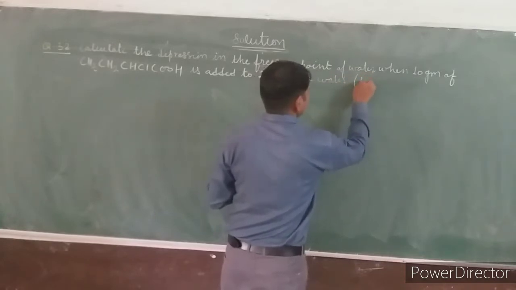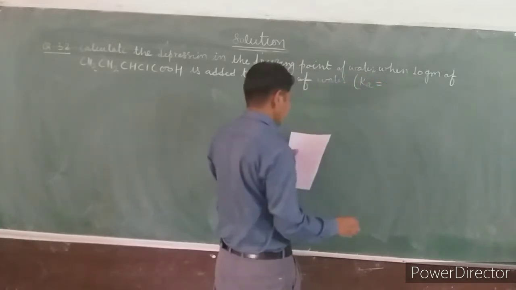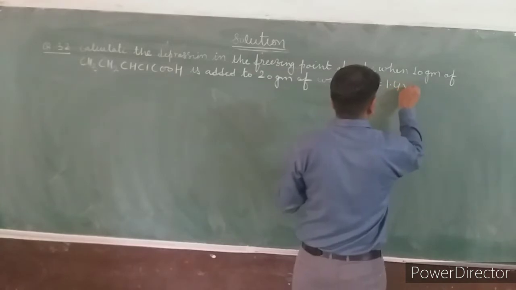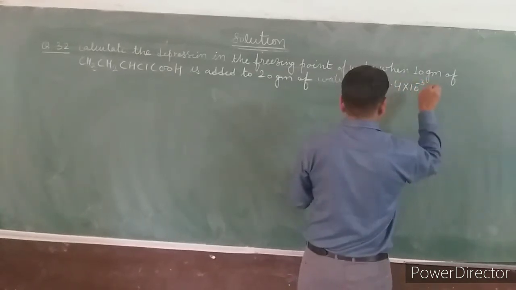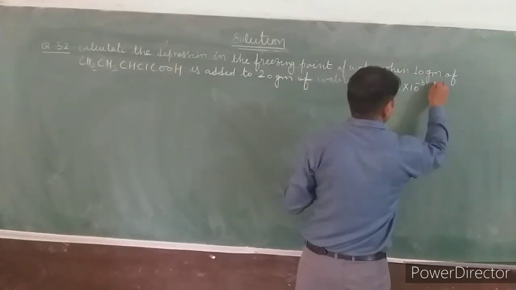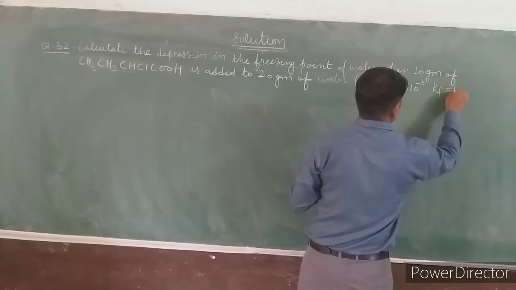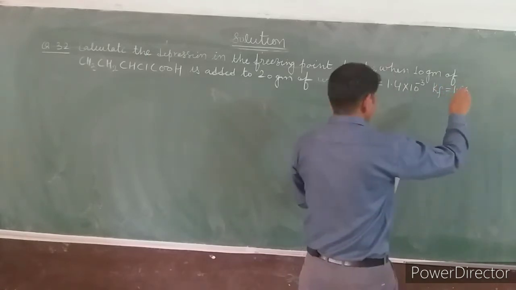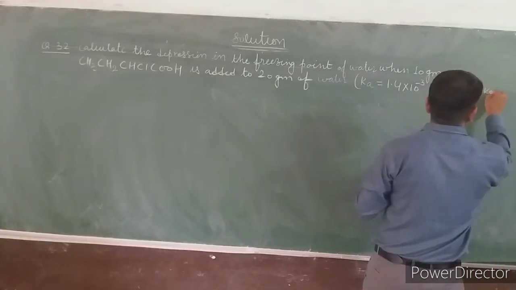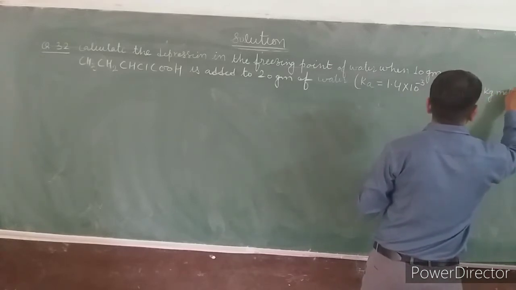and the value of Ka has been given there, 1.4 into 10 raised to power minus 3, along with Kf, that is 1.86 Kelvin kilogram per mole.